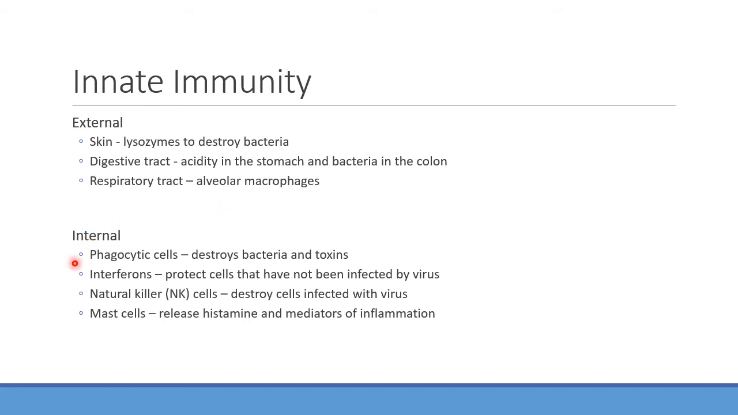Internally, we're going to see things like our phagocytic cells, very good for destroying bacteria. Some of them are going to be good for destroying toxins, viruses. We're finding that we'll have different cells and different tissue types that are a little bit more specialized depending on where they're at.